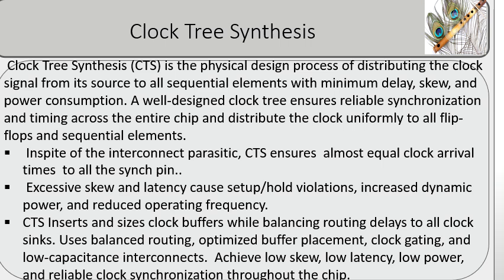A well-optimized clock tree improves timing closure, minimizes setup and hold violations, and reduces clock uncertainty. Techniques such as balanced routing, optimized buffer placement, and clock gating also help reduce dynamic power consumption. The result is a high-performance, low-power, and reliable clock distribution network that enables stable operation of the entire ASIC.